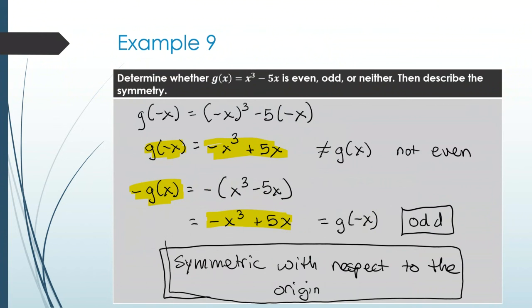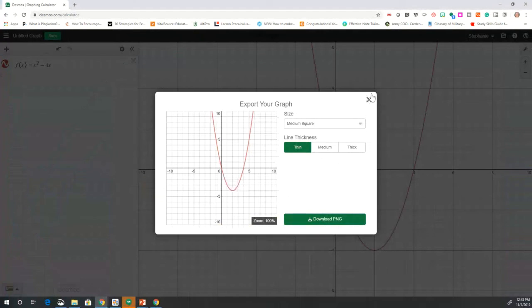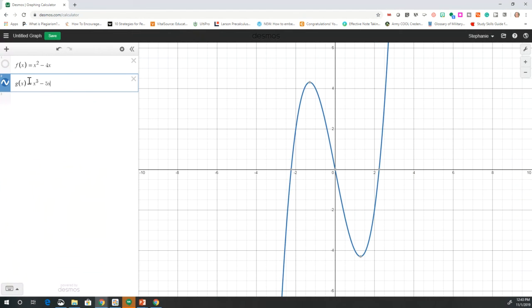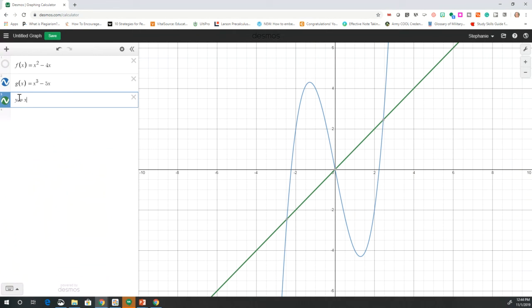And so if you graphed this function, you would see reflection across the origin, or the line y equals x essentially. I should still have Desmos up here. I can graph that. So let's just graph this function so you can see this. g of x equals x cubed minus 5x. And so this is symmetric across the origin, which means I'm going to graph the line y equals x, and then I'm going to dash it.